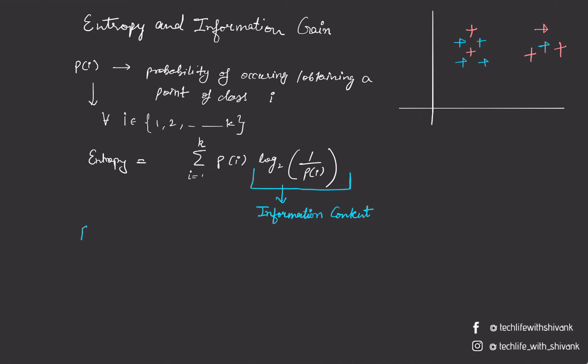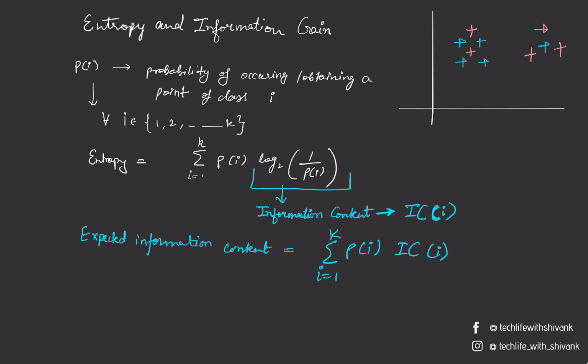Let me denote the information content by class i. So the expected information content is the probability of obtaining class i multiplied by the information content of class i, and we sum it for all i equal to 1 to k. So now let's understand why we call this information content.